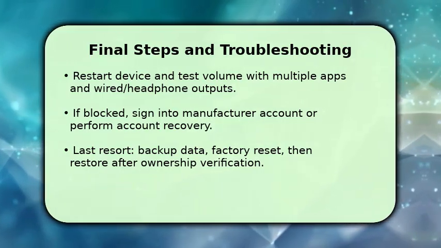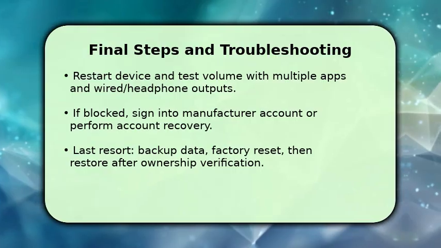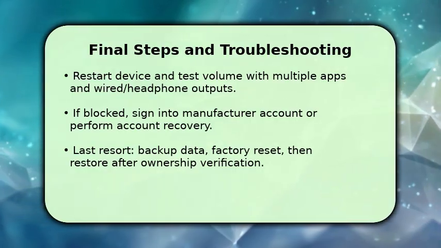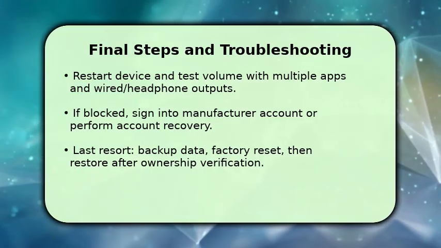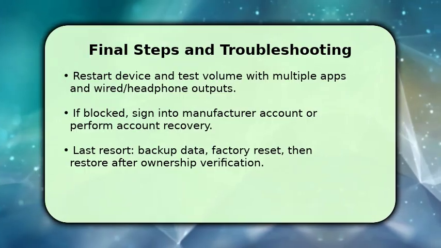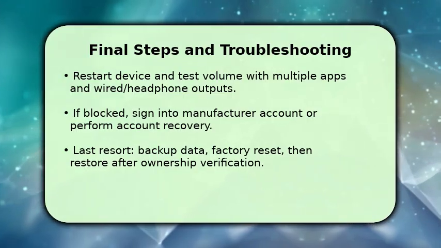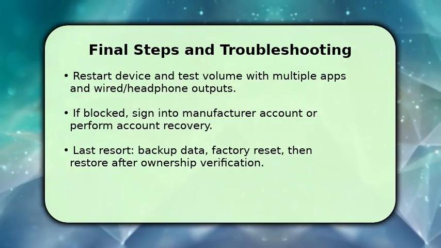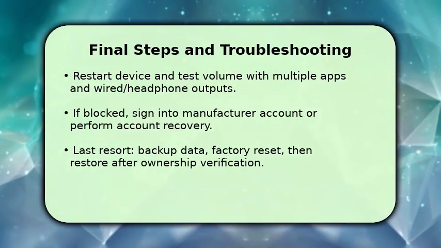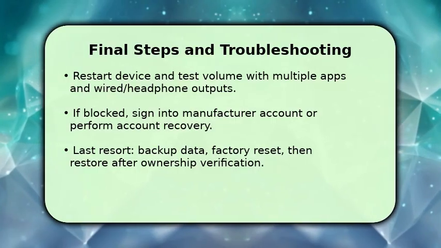If the limiter stays active, sign into the device maker's account and check parental or accessibility controls. Undo from there. If account recovery is required, follow official steps. Do not use third-party bypass tools. As a final measure, back up your data, perform a factory reset, and restore after you authenticate as the owner. This reset system locks when done legitimately.